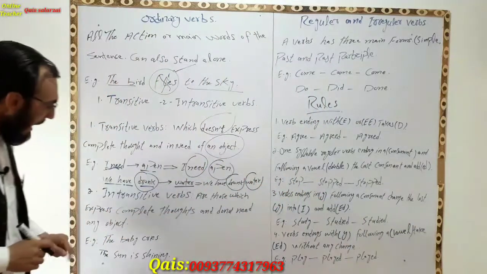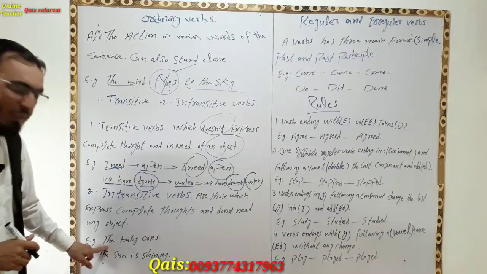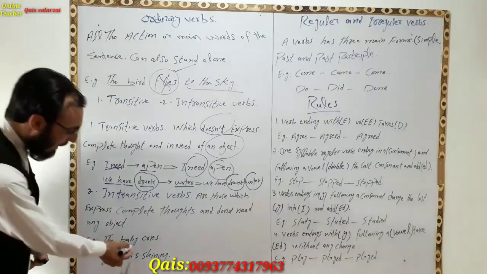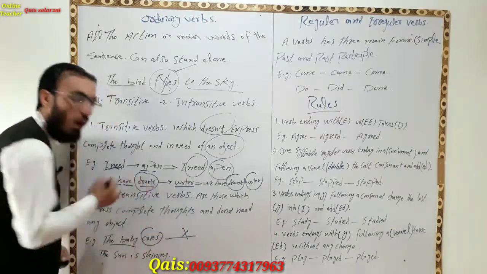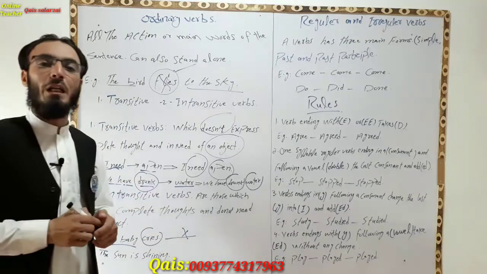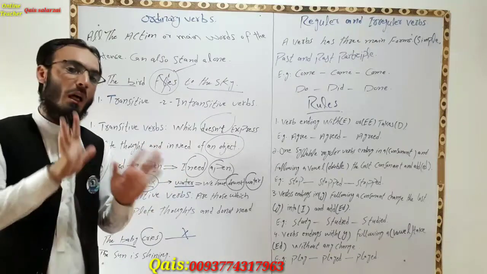So, my dears, for example, we have written here "the baby cries." Have a look: the baby is the subject and cries is the verb. Here you can see there is no object, but the meaning is also complete. "The baby cries." We know what's happening with the baby.